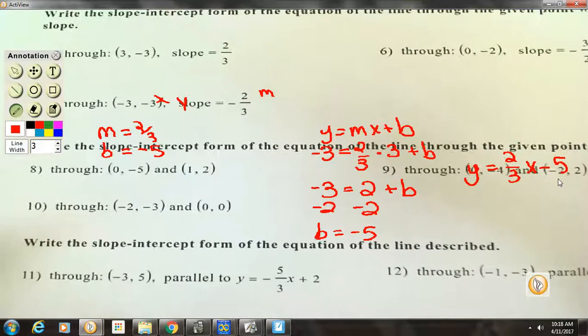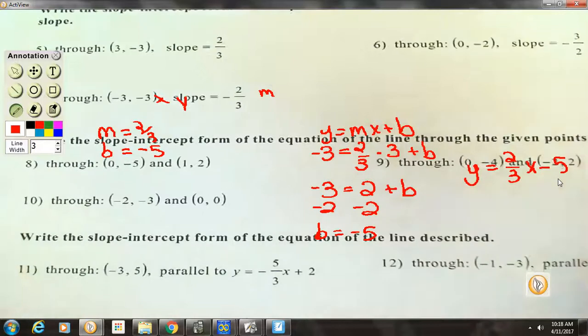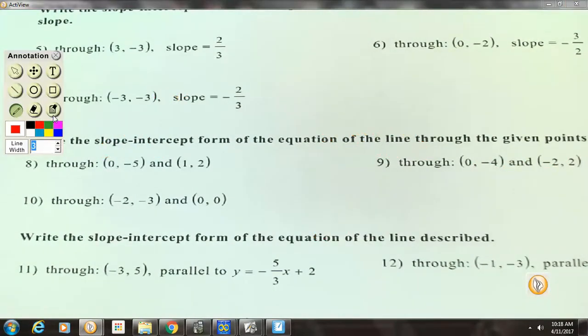Let's look at number 8 next. The directions for number 8 say to write the slope-intercept form of the equation of the line that's through the given points. So if we want to write an equation in slope-intercept form, what two things do we have to have? M and a B. Are we given either of those pieces of information? We have X and Y.